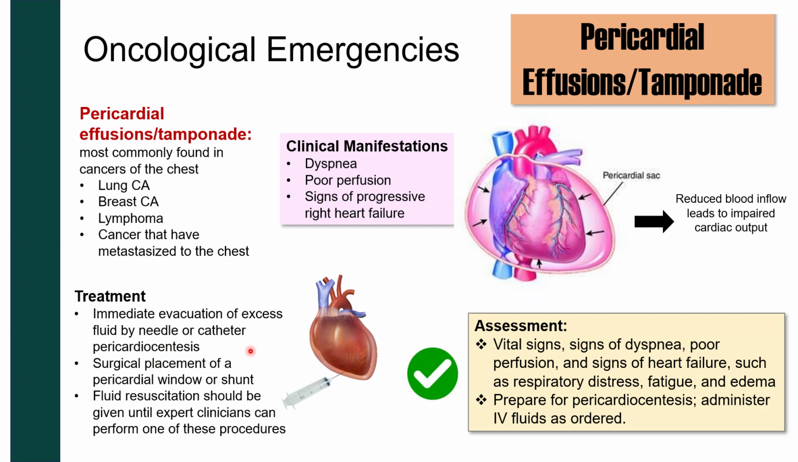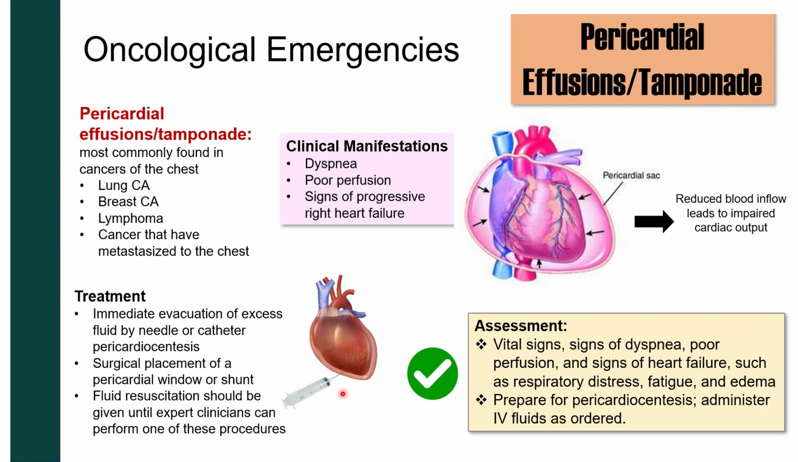The treatment for this is to get out that fluid immediately, either by a needle or by a catheter via a pericardiocentesis. A surgical placement of a pericardial window or shunt can be done. It really just depends on how stable the patient is and how much time they have to do the procedure. Fluid resuscitation should be given until the provider is able to perform one of these procedures, because the heart really isn't going to be able to pump, and we kind of need to support the circulatory system.